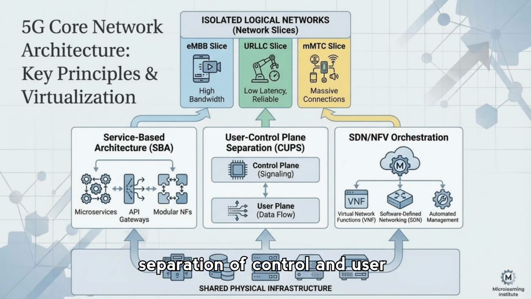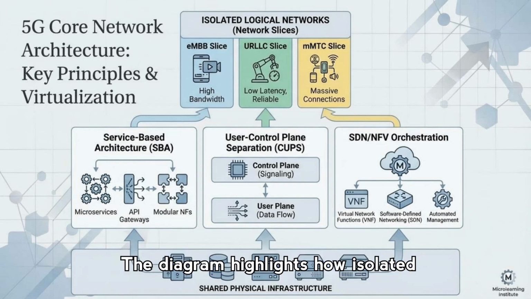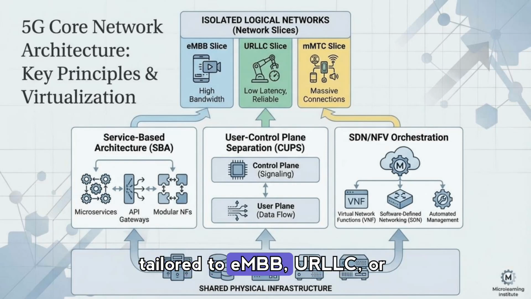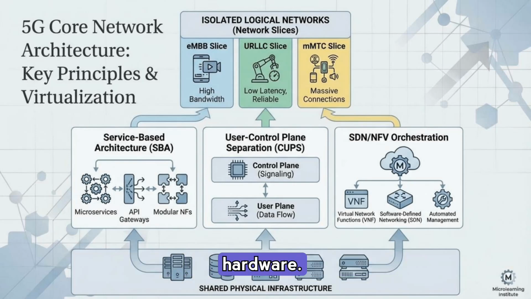Despite harsher propagation conditions, the 5G core is built around virtualization and modular services, with a service-based architecture, separation of control and user planes, and SDN and NFV orchestration. The diagram highlights how isolated network slices run on shared physical infrastructure, enabling flexible, secure logical networks tailored to eMBB, URLLC, or mMTC needs without duplicating hardware.